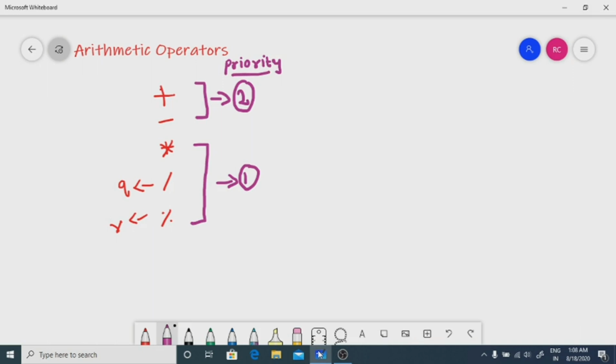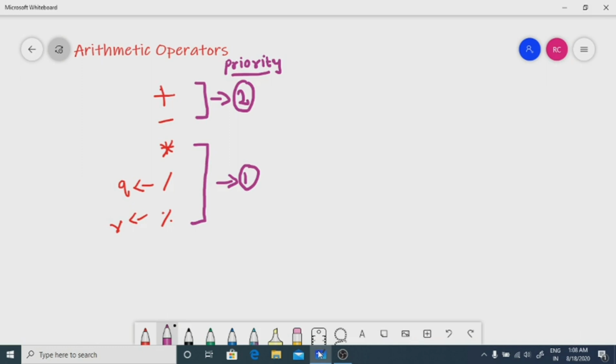Here, star, slash, and modulus all are having the same priority. Again, don't consider star is slightly higher than slash and slash is slightly higher than modulus like that. No, star, slash, modulus, same priority. Plus and minus, again, same priority.